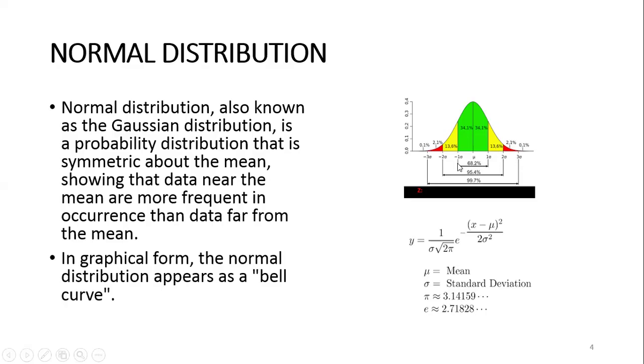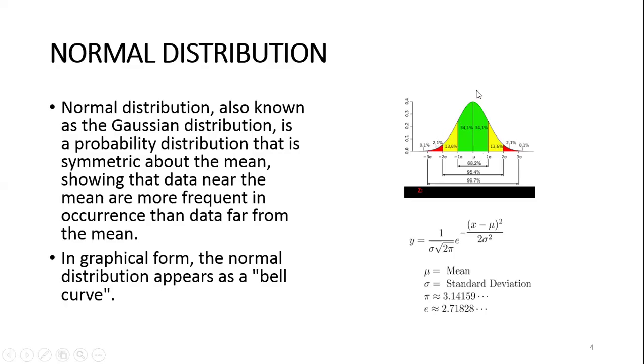Okay. And you see that the values between minus one standard deviation and plus one standard deviation represent 68.2% of the entire population of data. Okay. So that tells you that most of the data are concentrated around the center.